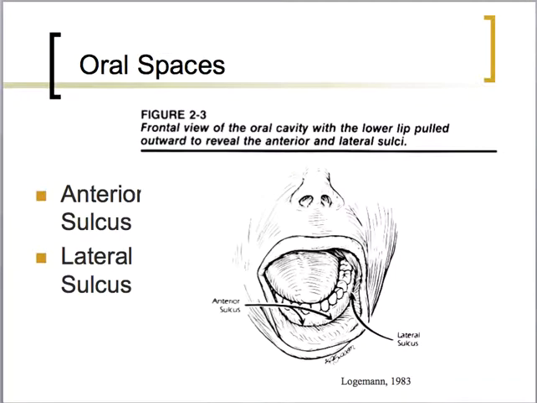These are the spaces in the oral cavity, and in swallowing, the spaces are important because these are places where things can stay. So when you're dealing with disordered patients, you have to be aware of these pockets. We have the anterior sulcus, which is this pocket right here, and the lateral sulcus, which is this pocket right here. And then, of course, there's the floor of the mouth. So if you lifted the tongue, this space under here would be a good little puddle spot.